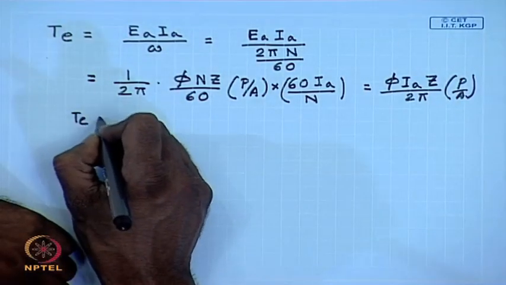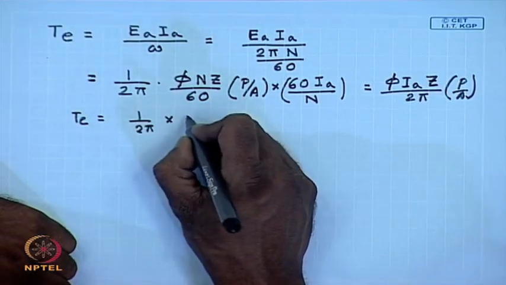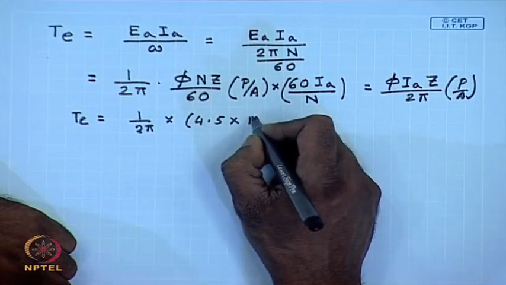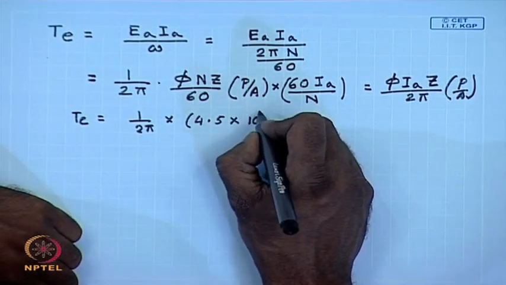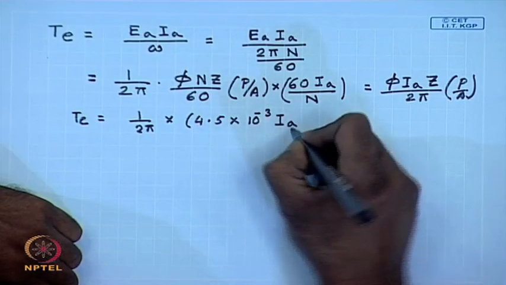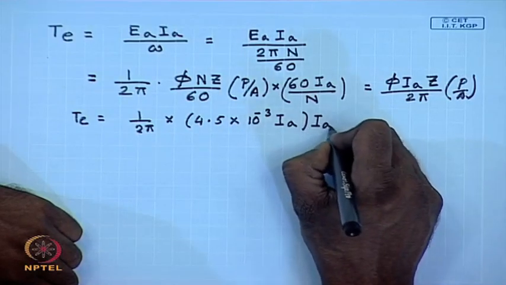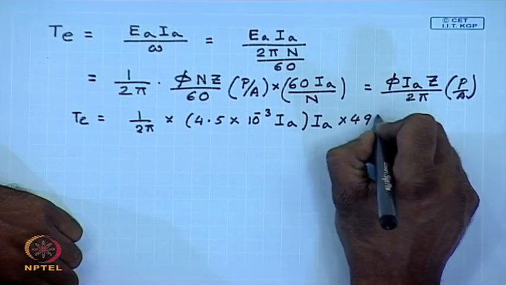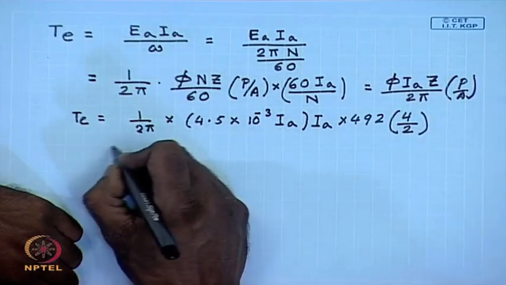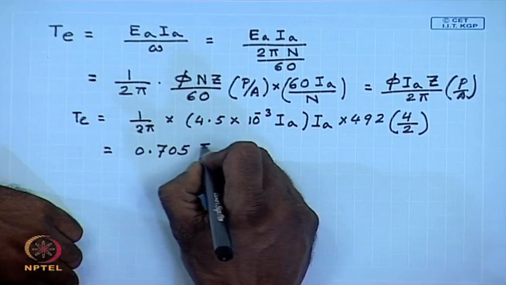So, T E comes to 1 by 2 pi into 4.5 into 10 to the power minus 3 into IA. This is the flux into IA into 492, the number of poles is 4, and the number of parallel paths is 2. So, this comes to 0.705 IA square.